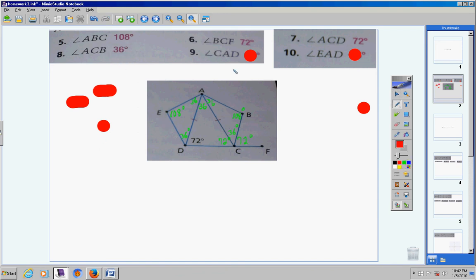Moving on to number 9. What is the measure of angle CAD? C up to A down to D. So this angle right here, well, that's 36 degrees. Okay, so the answer to number 9, angle CAD, would be 36 degrees. And then lastly, angle EAD. So E up to A down to D, EAD, this angle right here, 36 degrees. And that is the answer. Okay, so a nice warm-up activity, getting your minds kind of back in geometry, remembering some stuff that we learned there in the past. Okay, all right. Hope that was a help to you. Go ahead and get started.